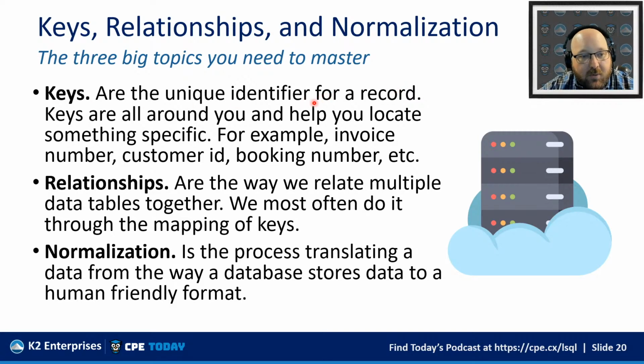And you've got keys all around you. Invoice number, customer ID, social security number. Those represent a discrete thing, and if you know that number, you can go find things about it.